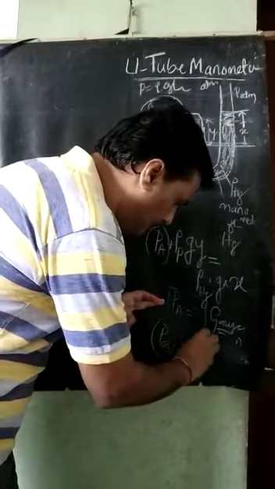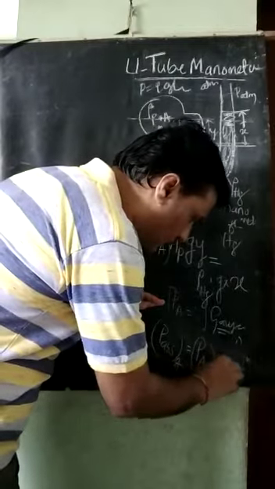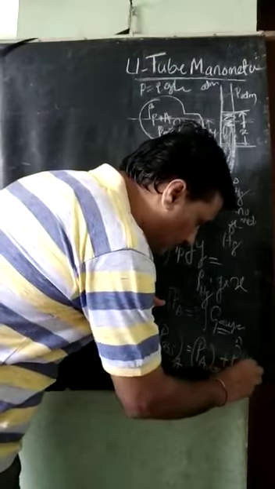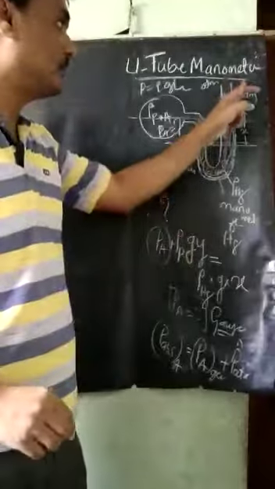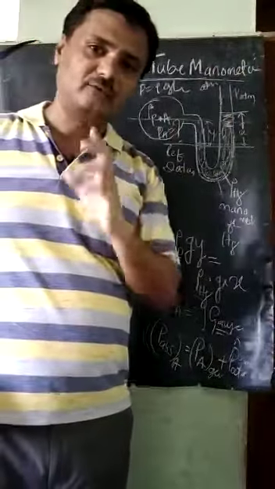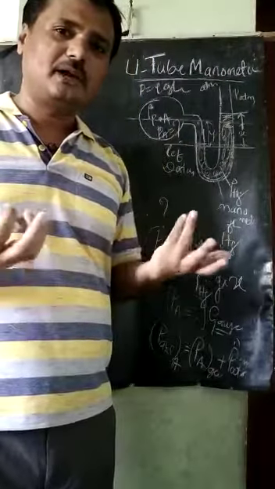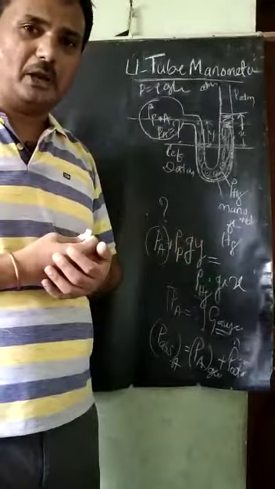So if you want to find the absolute pressure at point A, the absolute pressure is equal to PA, the gauge pressure we already found, plus P atmospheric, meaning whatever the atmospheric pressure is, that has to be added to the gauge pressure to find the absolute pressure. Then this will be called an absolute pressure measurement manometer.